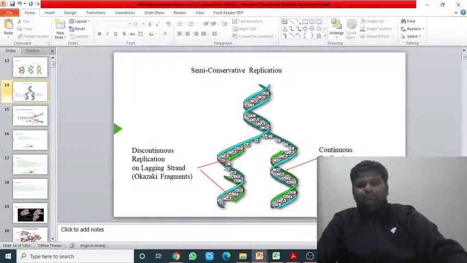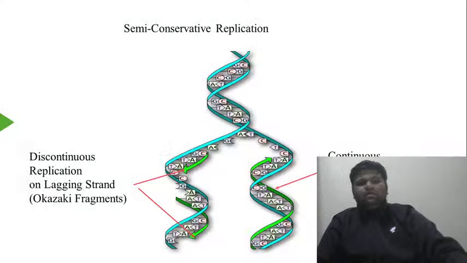So this is the semi-conservative mode of replication, in which one strand is continuous and the other strand is discontinuous. The discontinuous strand is known as the lagging strand.